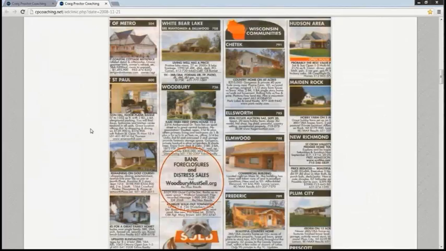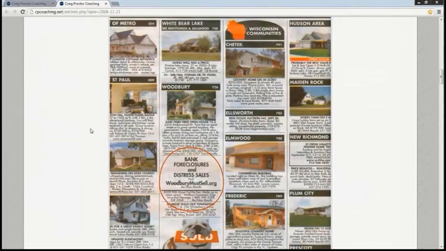This one really stands out. If you're looking for a property in Woodbury, bank foreclosures and distress sales, woodburymustsell.org. Couple little things that we would critique in this ad. It's a great message. It really stands out. It has all those elements.